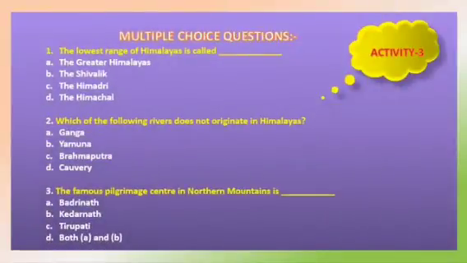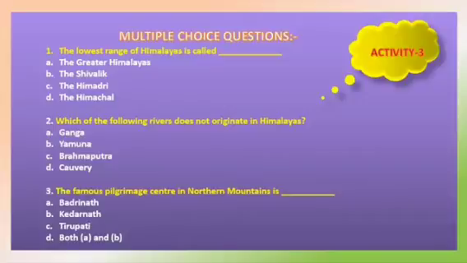There is another activity for you children. Multiple choice questions. Four options are given for each question. Choose the correct answer. The lowest range of Himalayas is called dash. Options given here are the Greater Himalayas, the Shivalik, the Himadri, the Himachal. Question number 2. Which of the following rivers does not originate in Himalayas? The four options are Ganga, Yamuna, Brahmaputra, Kaveri.